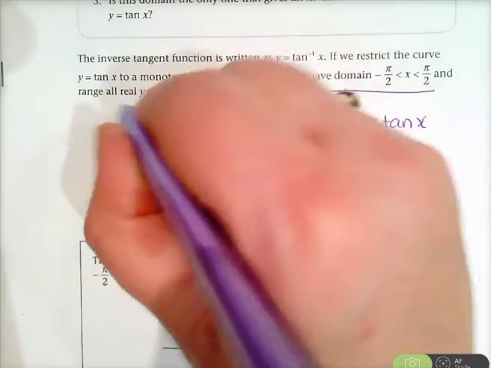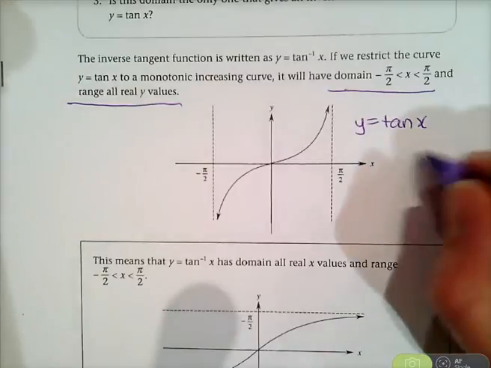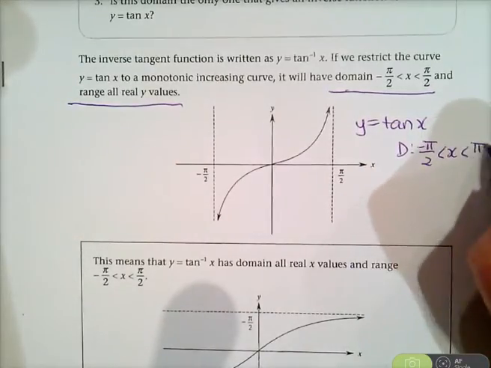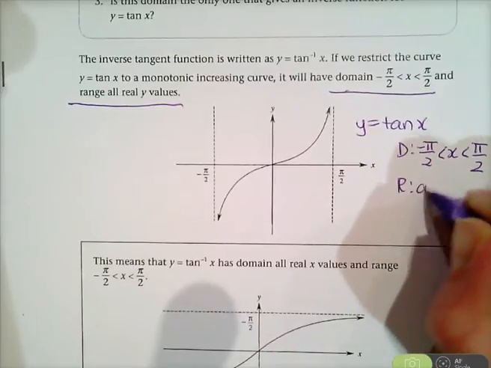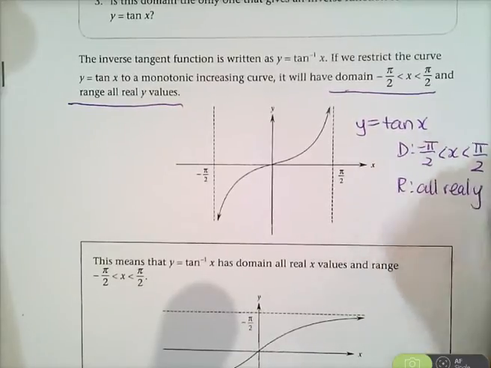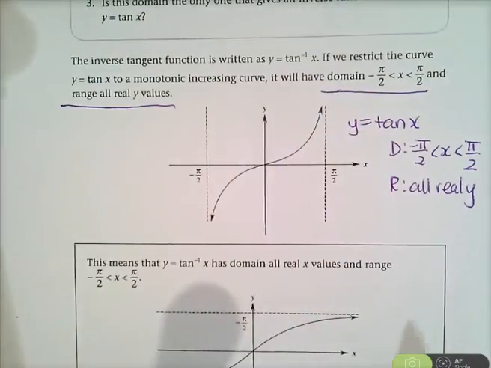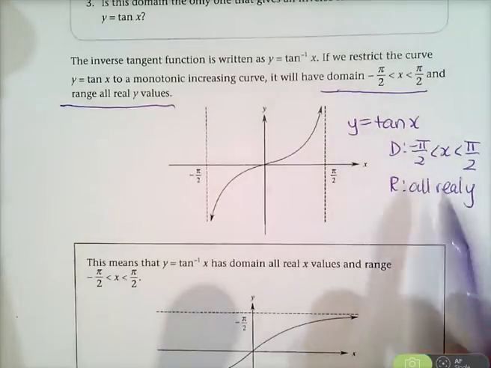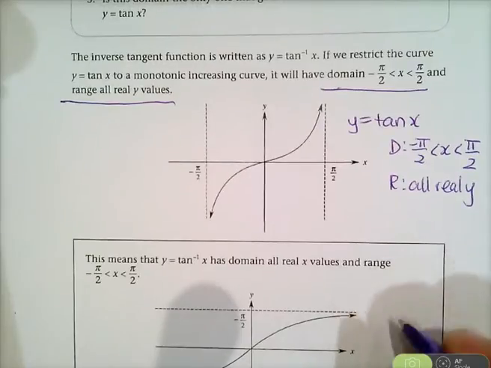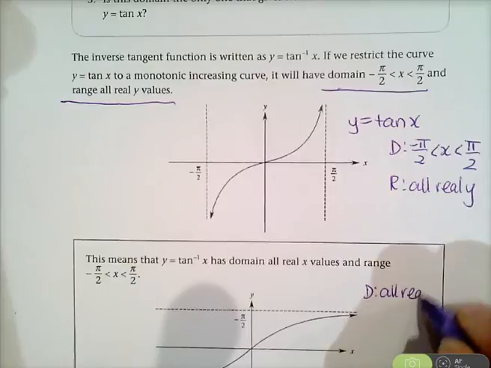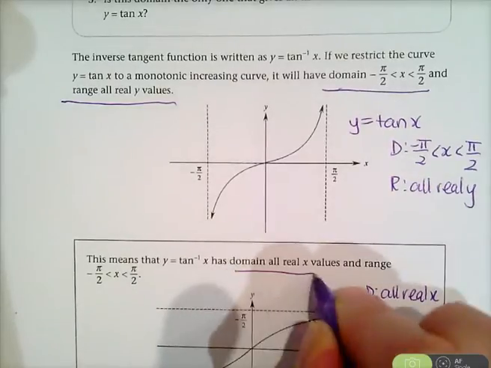Well, we can see that the range is all real y. So domain negative pi on 2 less than x less than pi on 2, and the range is all real y because there is no restriction on the y values up there or down here. So of course with the inverse tan function, all of this is swapped around. So with the inverse tan function, the domain should be all real x this time, and it is, okay?